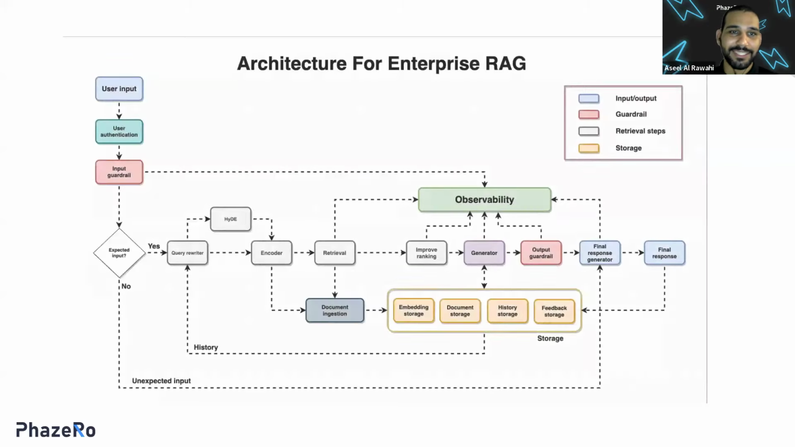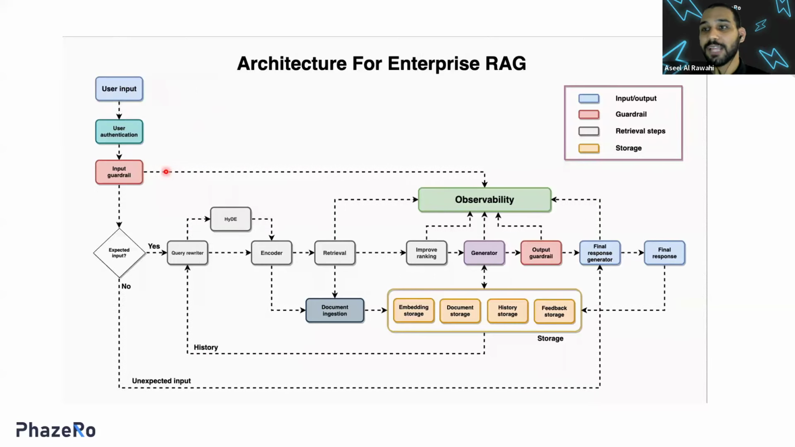So what would our architecture look like? This is an example architecture. First of all, you would have the user input, you would do your authentication in your application, and then you would have your input guardrail. This is what we've discussed. Some inputs we don't like to process in our pipeline. So we extract these out and send the response immediately that this is not a document, or not a question, that our application is actually trained on.